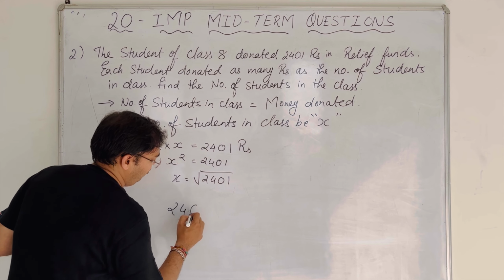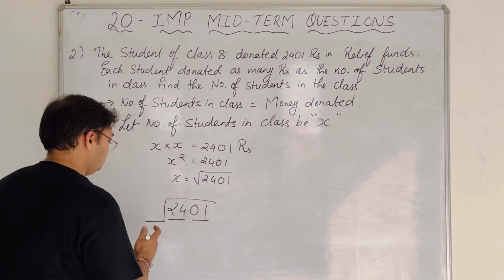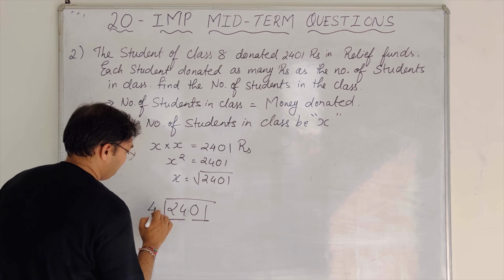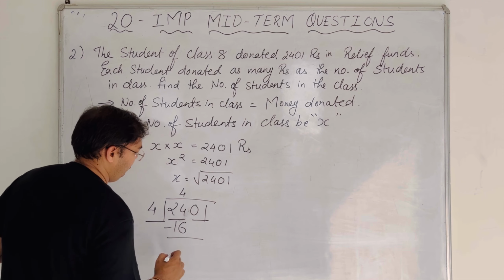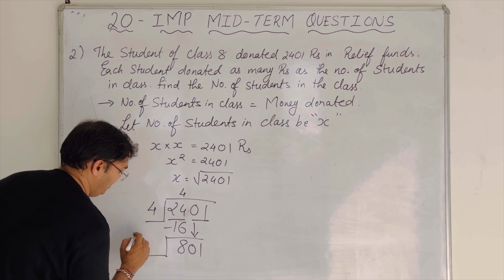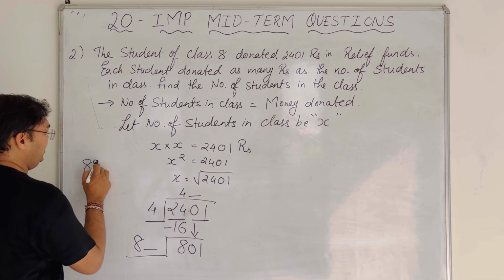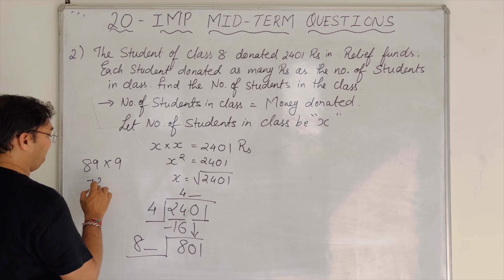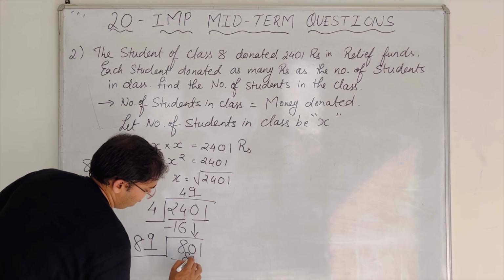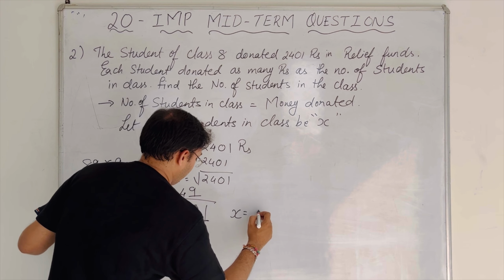It would be easy. 2401 divided by, we'll make groups of two digits because it's a square. Below 24, the perfect square number is 4. 4 4s are 16, and we are left with 8. Next, bring 801 down. 4 doubled is 8. What should we take over here? If I take 9, then 89 into 9 gives 8 1, that is 801. So here we take 9, and here also 9. 801 minus 801, and we found that X equals 49.